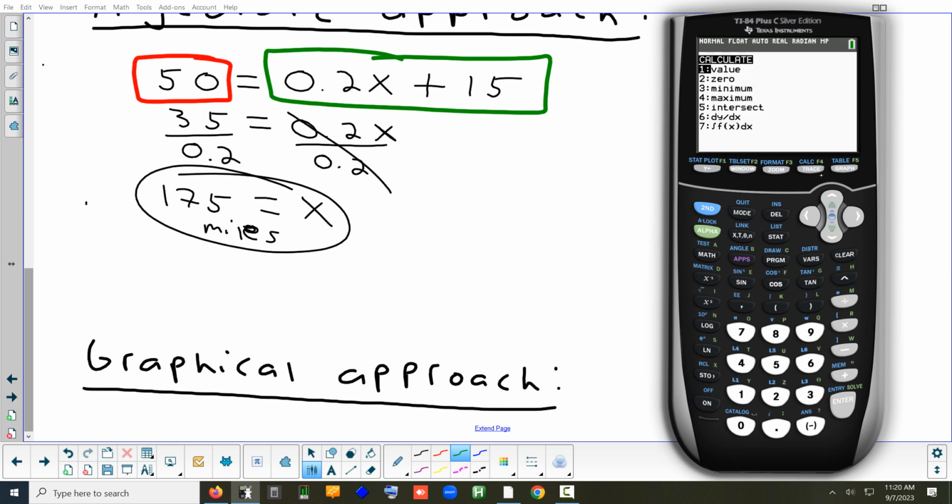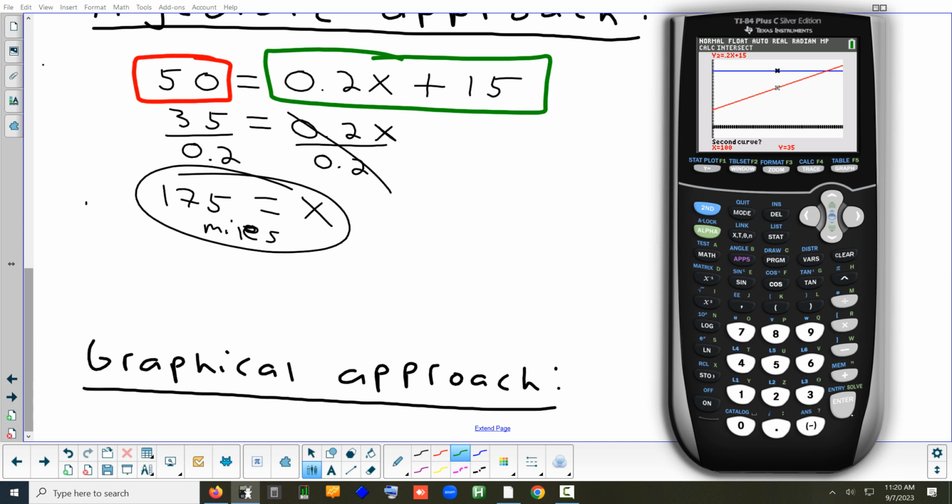And which option there do you think we're going to use? Yep, we're going to use intersect. So you can press 5. Once you press 5, the calculator is going to ask you 3 things. The first thing it's going to ask you for is to pick a point somewhere on the first line that you want to use. Doesn't matter where. You're just telling the calculator, I'm using the blue one. So all you have to do is just hit enter.